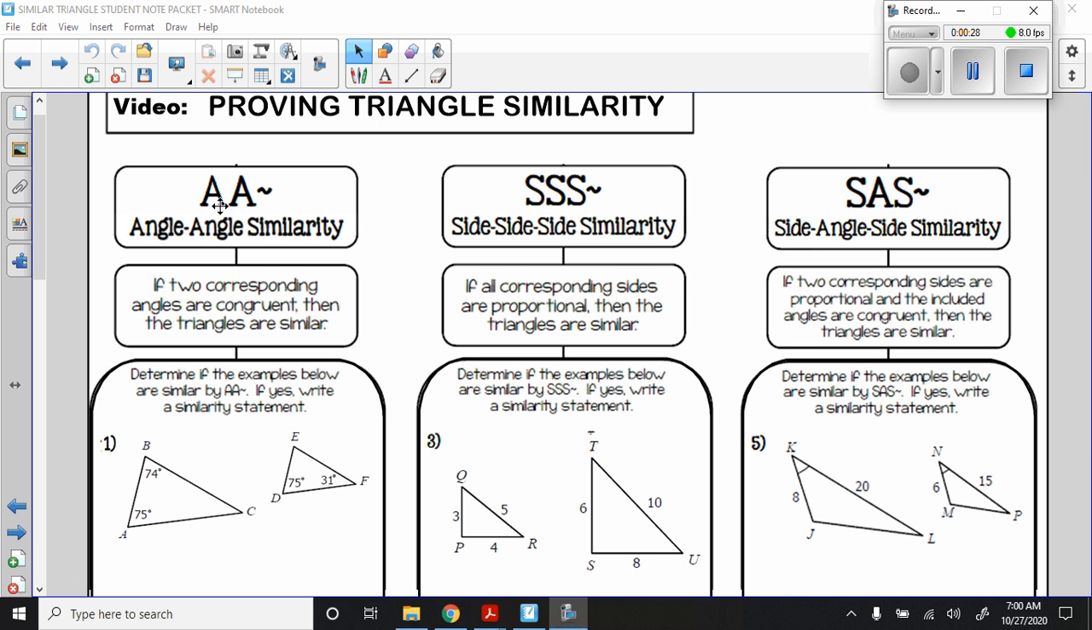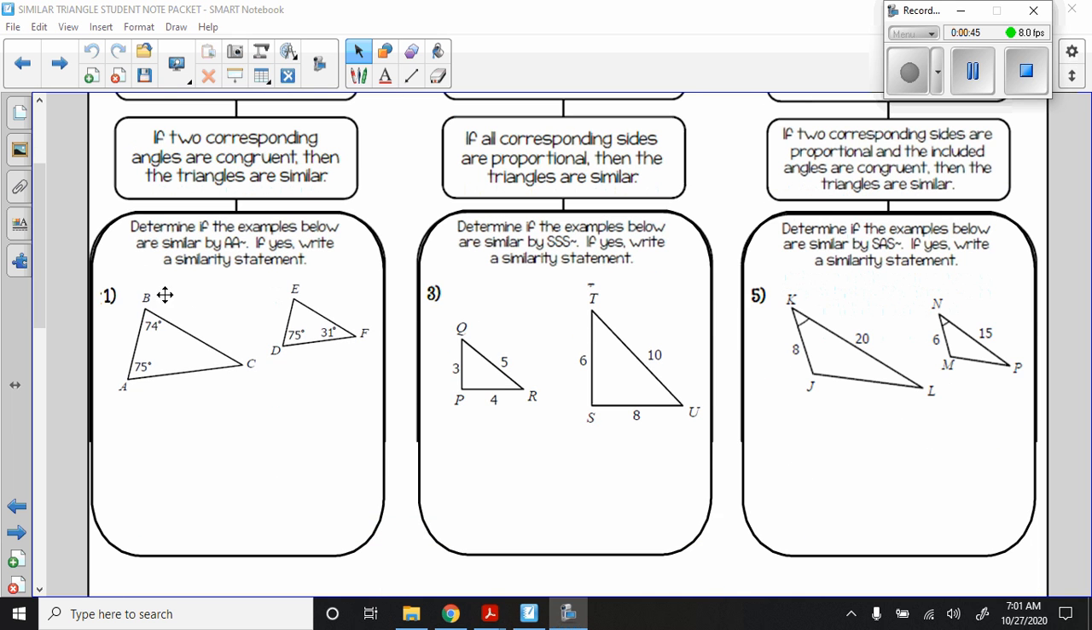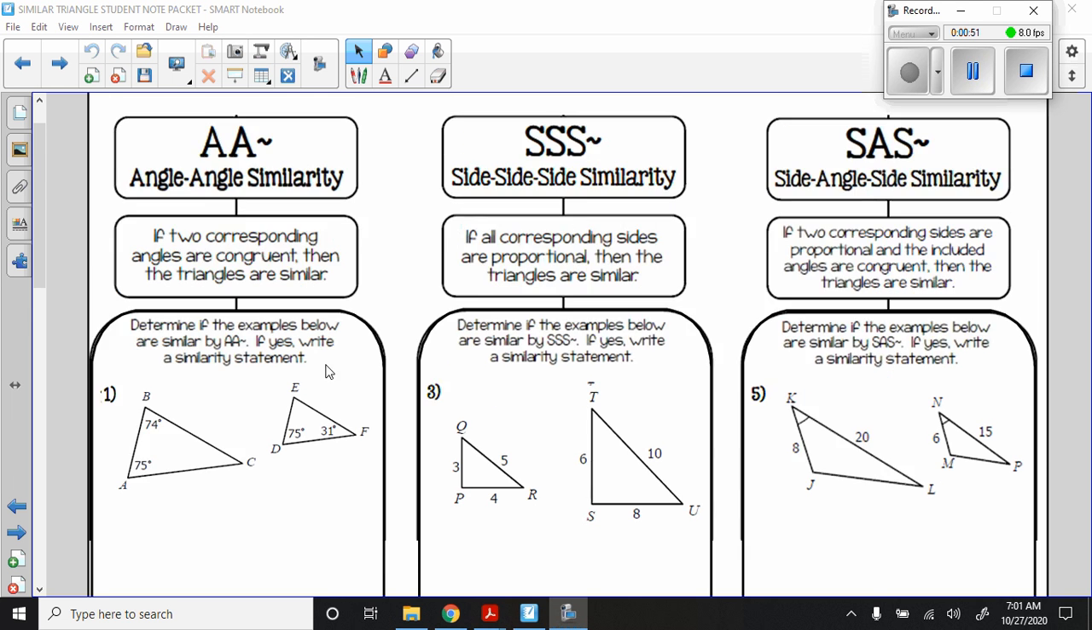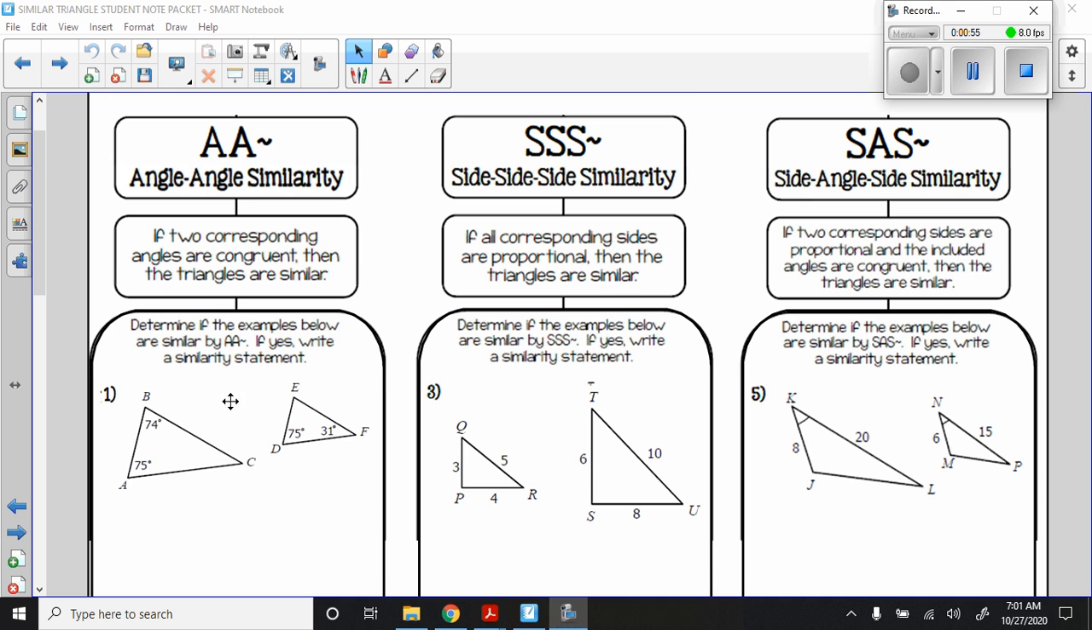This first one is angle, angle, and we have our similarity symbol. That's how we'll write it. Angle, angle, similar. If two corresponding angles are congruent, then the triangles are similar. So look at number one. If you get a set of triangles and it only shows you angles, we're testing for AA only. Okay, we're going to take shortcuts here.